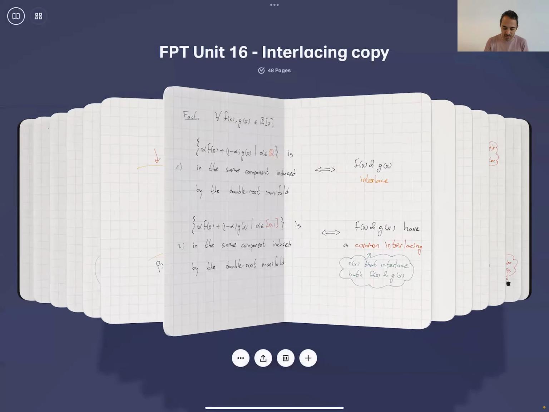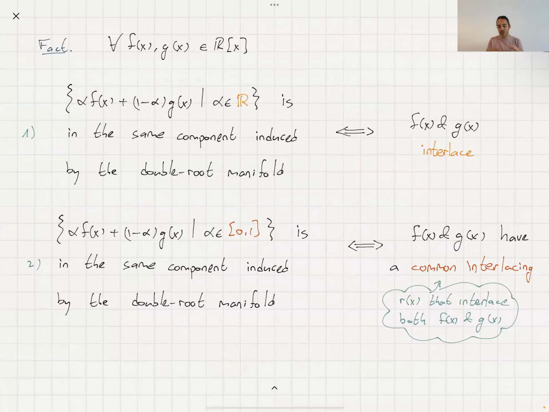So let me give you one last fact that, again, I'm not going to use exactly. I'm going to use a variant of that, which will be more suitable for us, and I'm going to prove that variant. But still, let's see that one as well. So say you have two polynomials, degree D polynomials, say f and g, real polynomials.